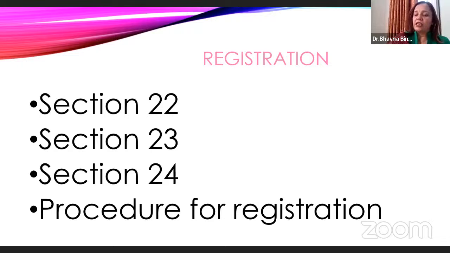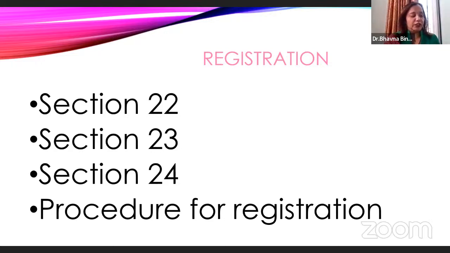Again, I'm repeating, Section 22 is the registration based on turnover. If your turnover is more than 40 lakhs and you don't belong to the special category states, then you're liable for registration. And for goods and services, or only for services, if your turnover is more than 20 lakhs and you don't belong to Manipur, Mizoram, Nagaland, and Tripura, you are liable for registration.